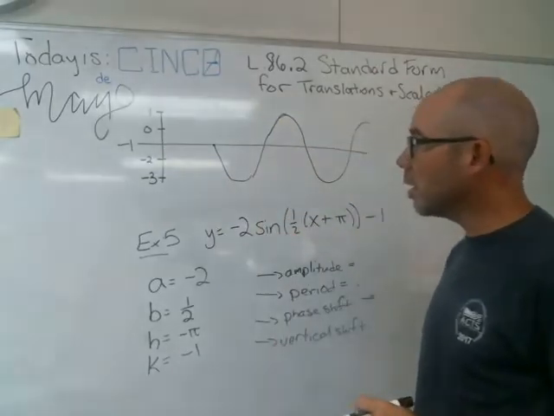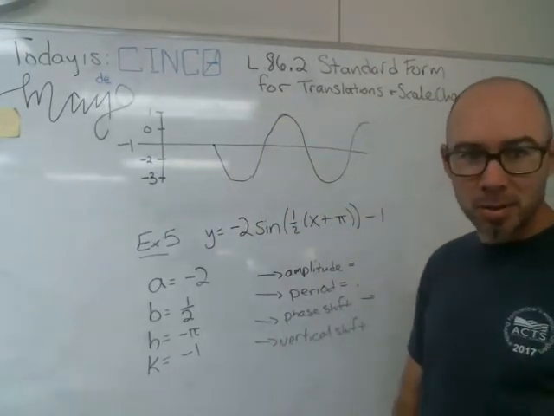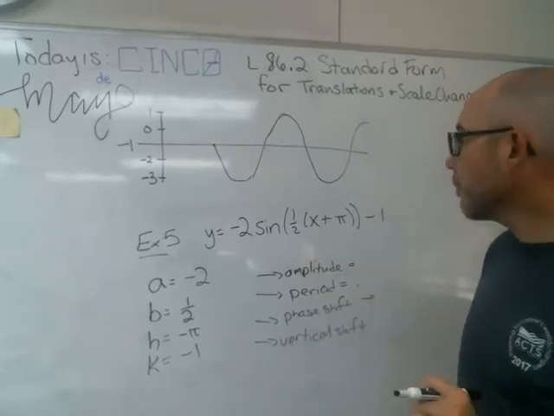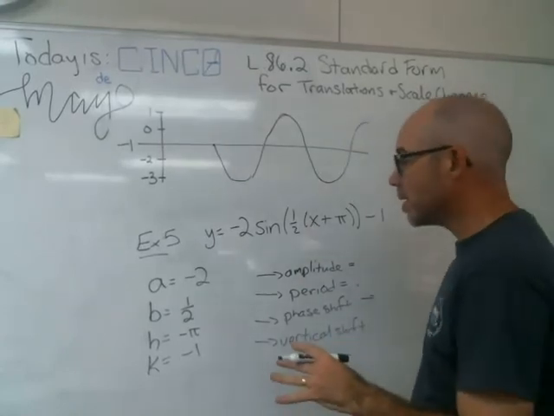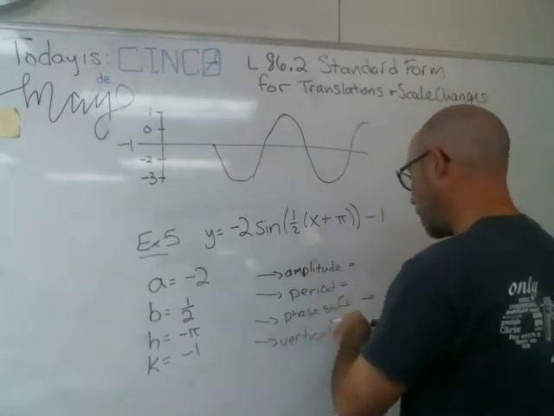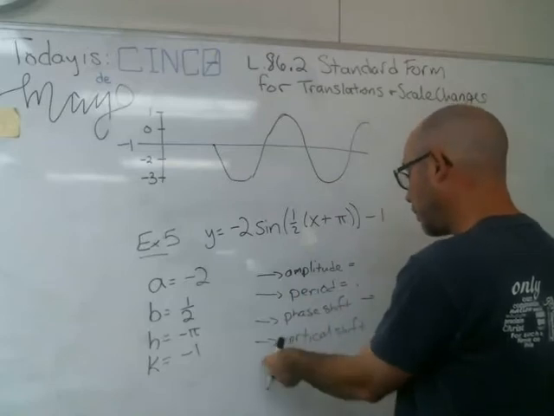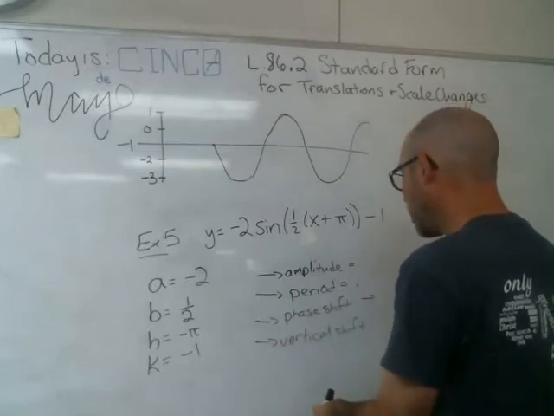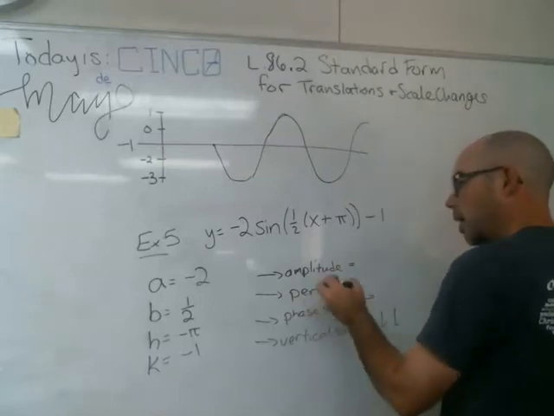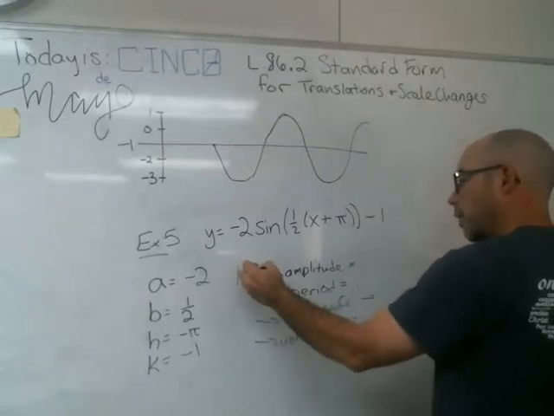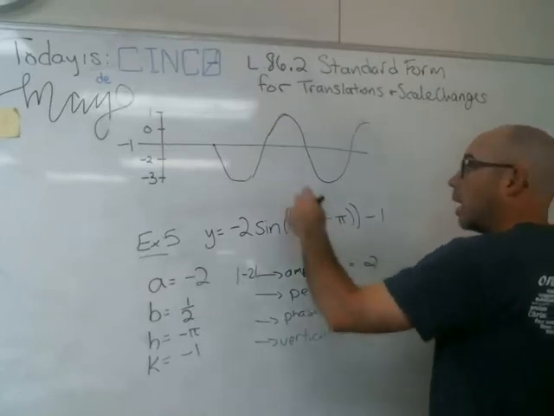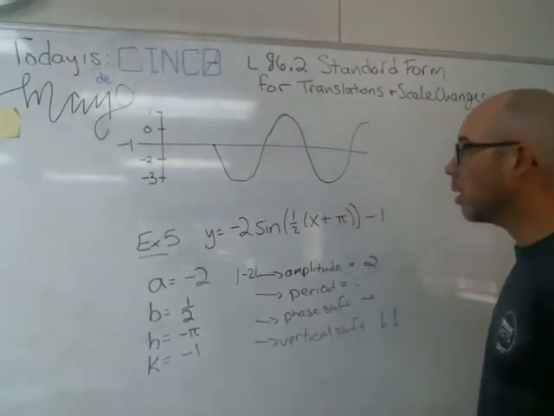I'm just going to put in a little bit of it first, and then I'm going to put in the other details. Okay, so I've got the amplitude business figured out. We already did the vertical shift part. We said it goes down 1, and the amplitude, the absolute value of this, was 2, so we knew how high we needed to go, and we know how low we have to go.